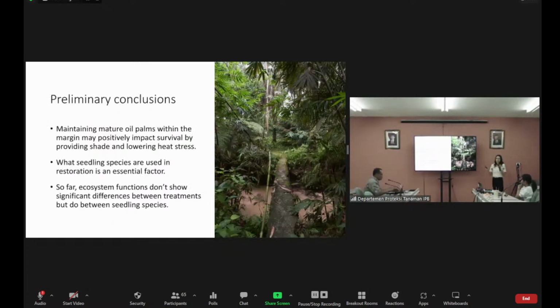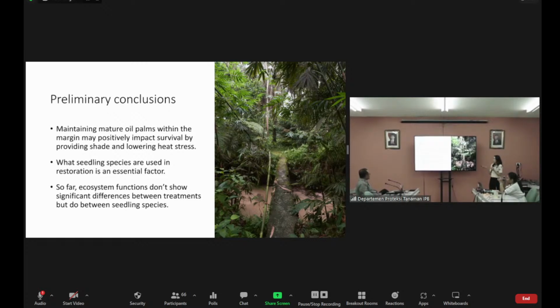So some preliminary conclusions that we may be able to draw from the restoration that we've done so far is that mature palm oil being maintained within the margin might actually be very positive for the restoration success because they're providing shade and lowering the heat stress for seedling species that are planted within the margin during their early development.